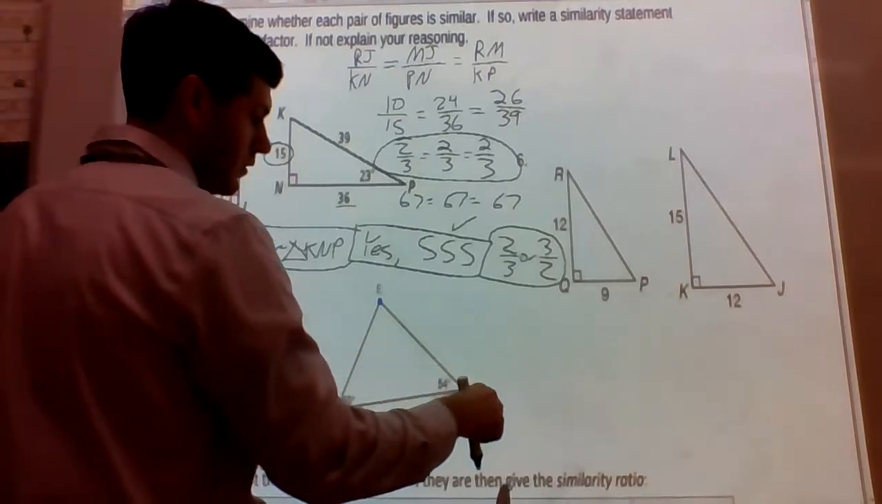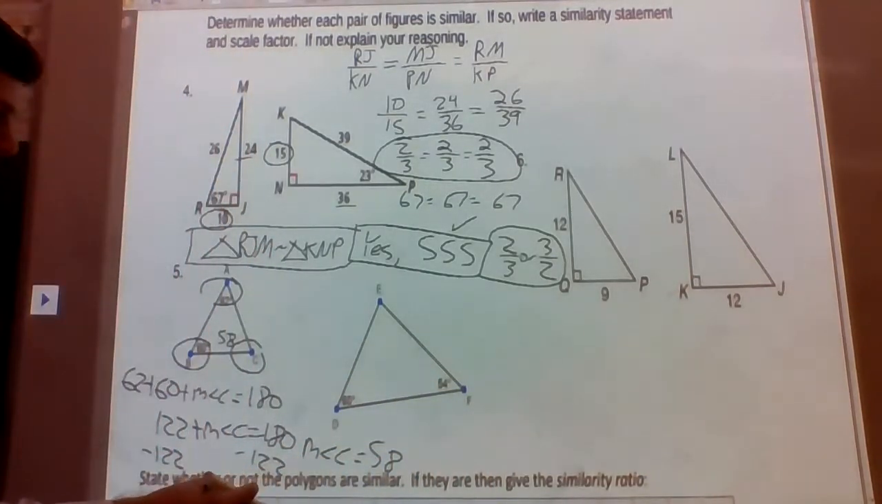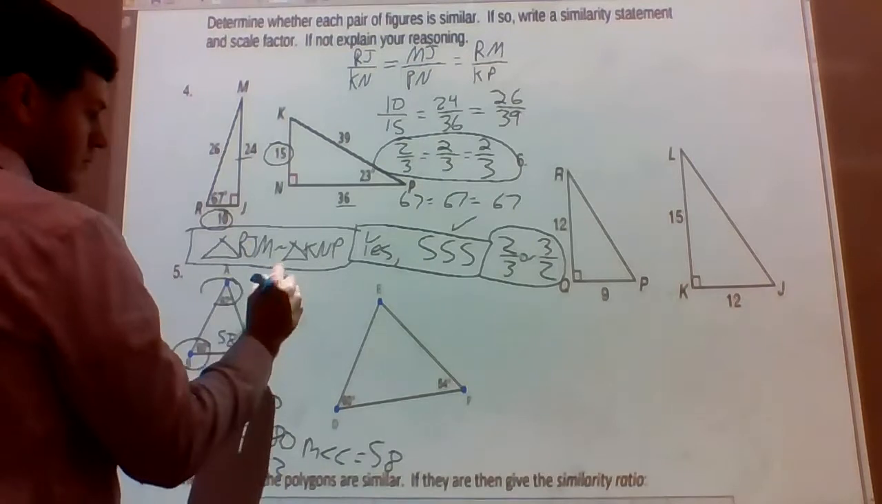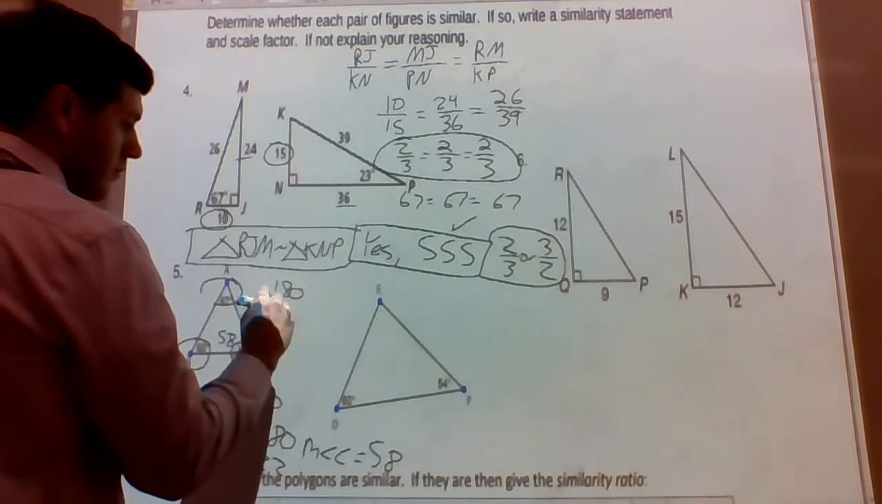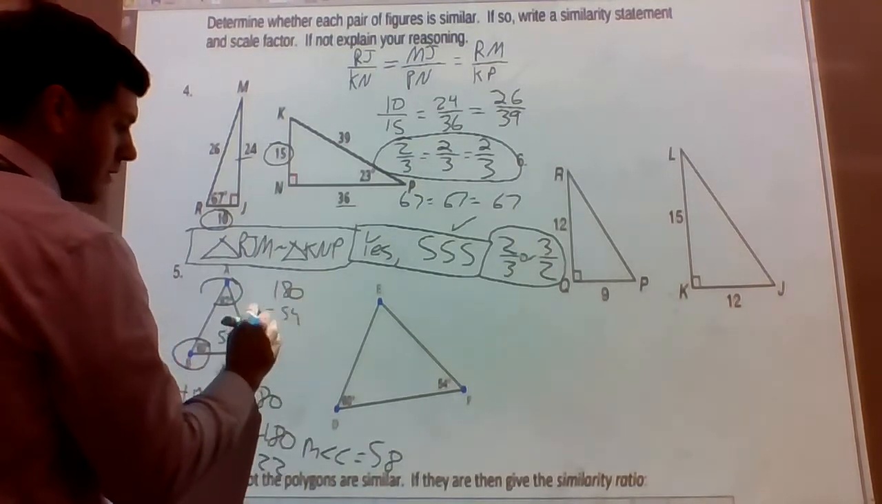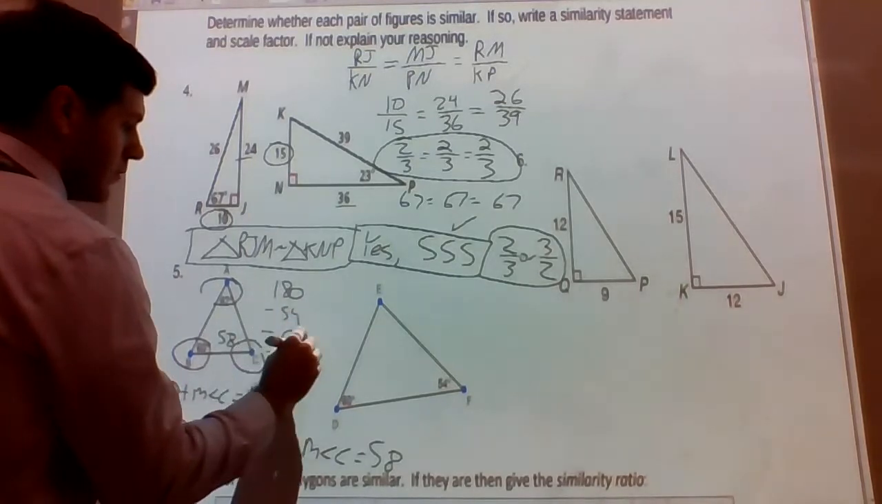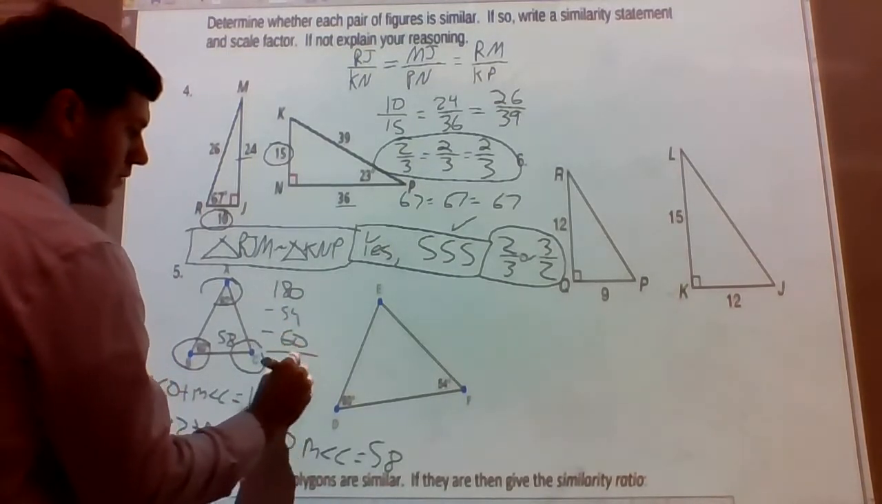Over here, same thing. Right, so we can do 180 minus 54 minus 60. We're going to get 66.